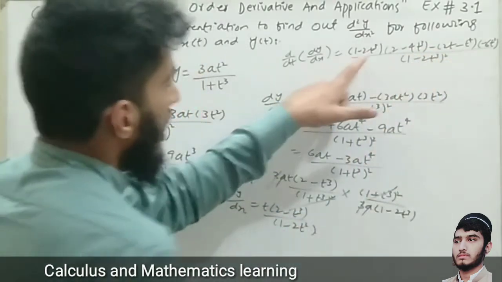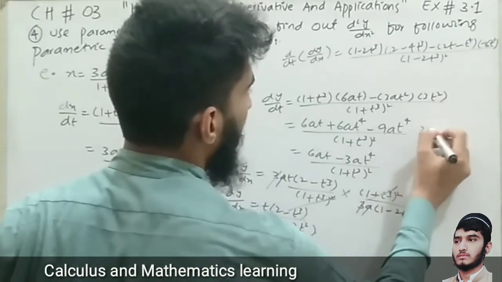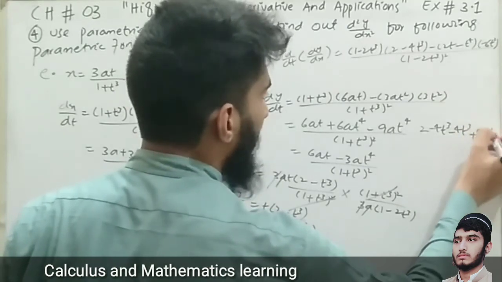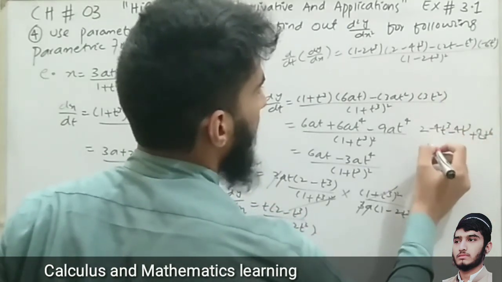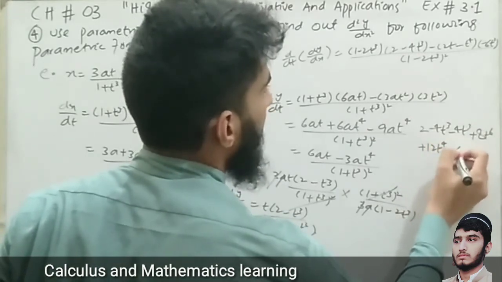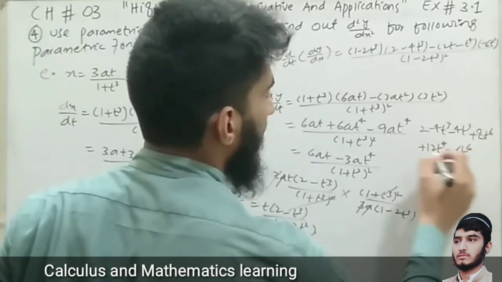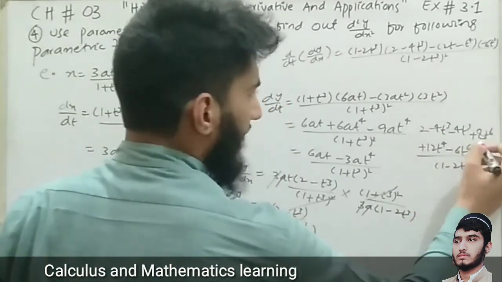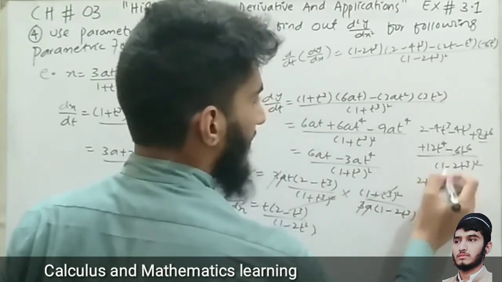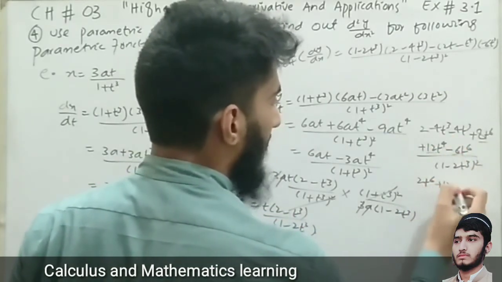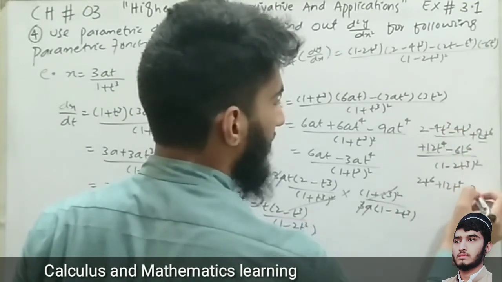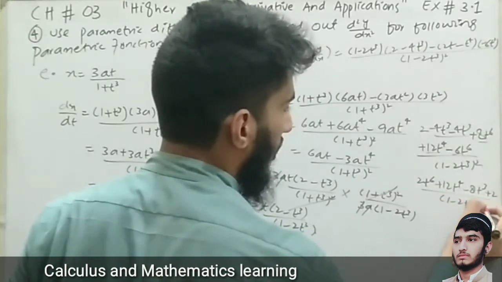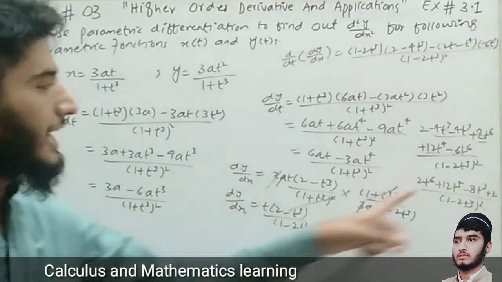So by simplification, 1 multiplied by 2 will give us a value 2, and it will give us minus 4t cube, and minus 4t cube, and after this 8t^6, and plus 12t^4, and minus 6t^6, and the whole divided by (1 minus 2t cube) whole square. After this, 8t^6 minus 6t^6 will give us 2t^6, and after this 12t^4, and minus 8t^3, and plus 2, divided by (1 minus 2t cube) whole square. This is actually the d by dt of dy by dx.